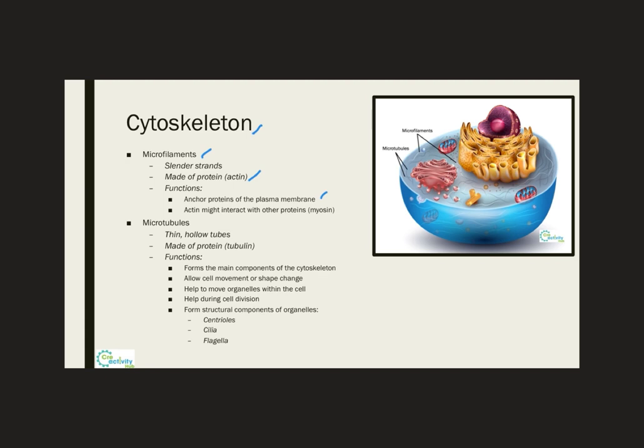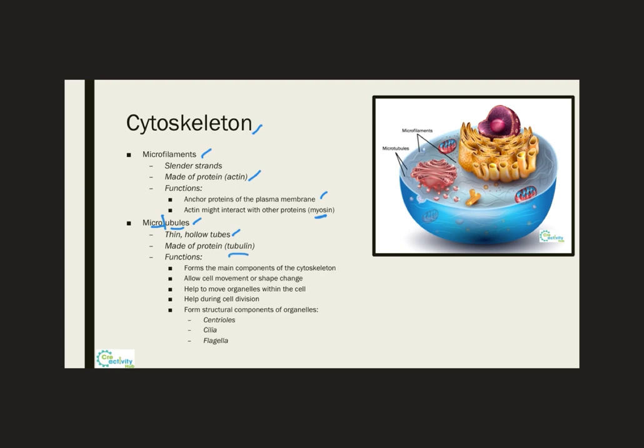Also, the actin microfilaments will interact with other microfilaments or larger structures composed of the protein myosin, for example. And this interaction allows part of the cell to move, or it actually allows changes to the shape of the entire cell. The other component of the cytoskeleton are the microtubules, which are these thin hollow tubes. And like the name says, microtubules, small tubes. Makes sense, right? And these tubes are built from the protein tubulin.